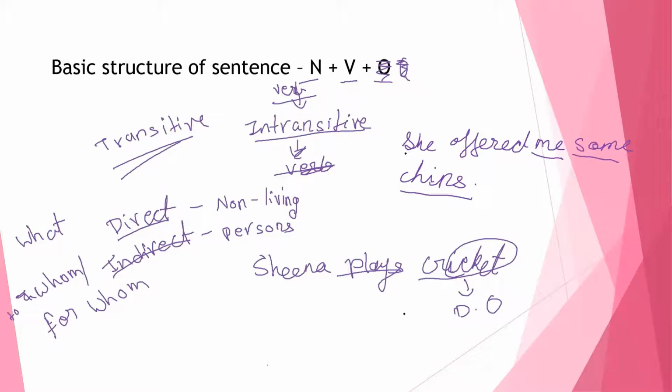Now, usually the indirect object is placed before the direct object. But when we reframe, we can also change its position. Like "She offered some chips to me." So here, now the indirect object is coming after the direct object. So we can even change the position of the objects.